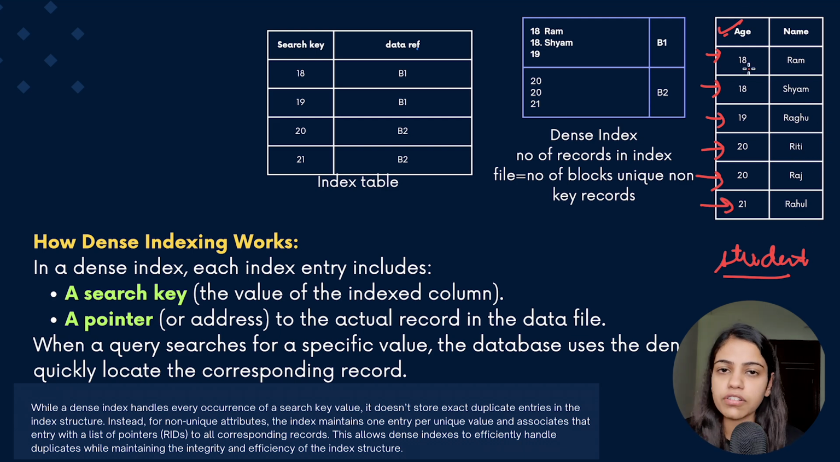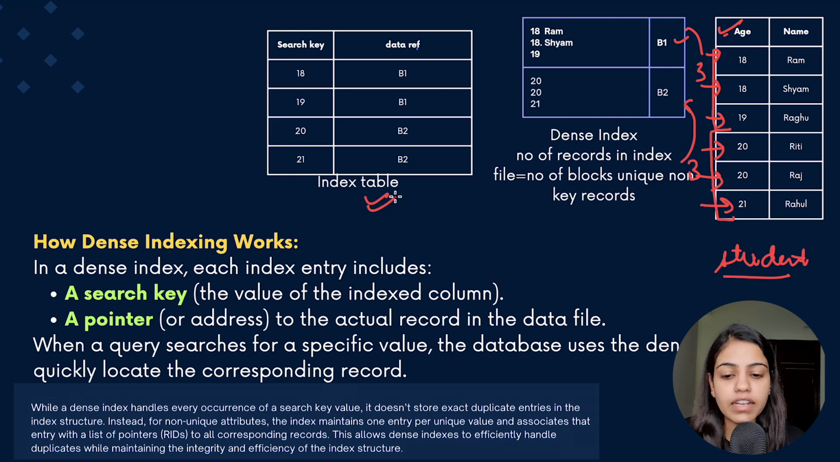Now all this data is present in the hard disk, so it will be divided into blocks. Each block would have 3 rows. So B1 would have 18, 18, 19, and B2 would have 20, 20, 21. All 3 records are placed in one block, and these 3 records are placed in another block. Now how will we make the index table?